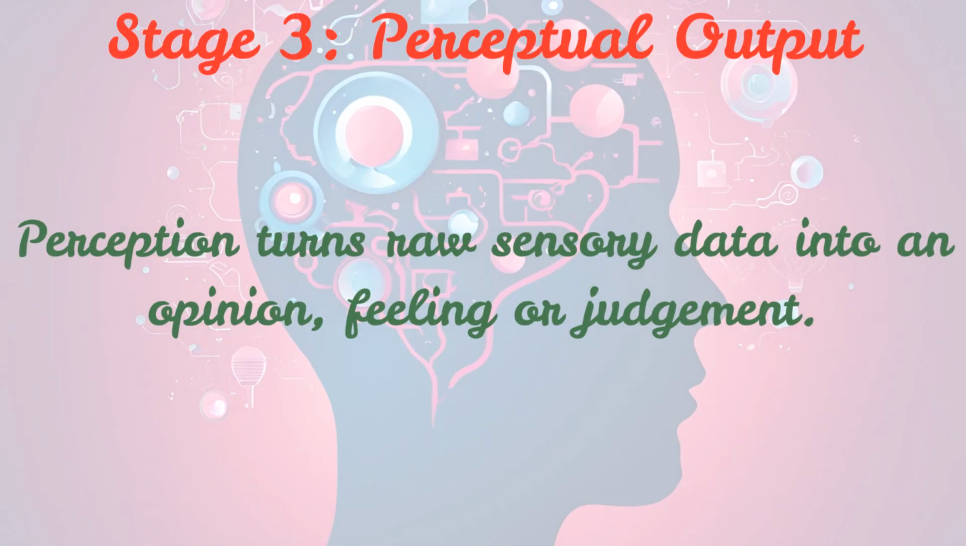Stage 3 is perceptual output, which is creating the meaning. At this stage, perception turns raw sensory data into an opinion, feeling, or judgment. Imagine you're busy studying in your room and suddenly you smell something burning. If you think, oh, it's just my neighbor cooking, you continue studying. But if you think this could be a fire, you run to check the kitchen. What's happening? Your brain assigns meaning to the smell and influences how you react.